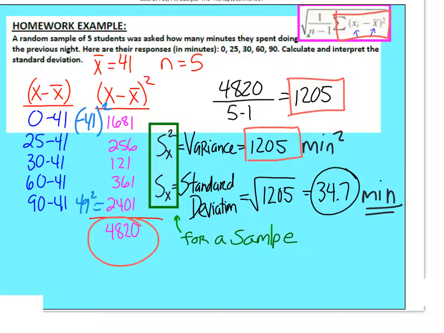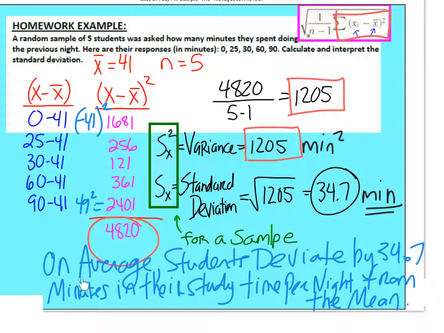Now, the last thing they want us to do is to interpret this. And this is going to be a really common question. So a good way to talk about how to interpret it would be to say something like this: on average, the students deviate by 34.7 minutes in their study time per night from the mean. This is not the only way you can say it, but this is a general concept behind it.